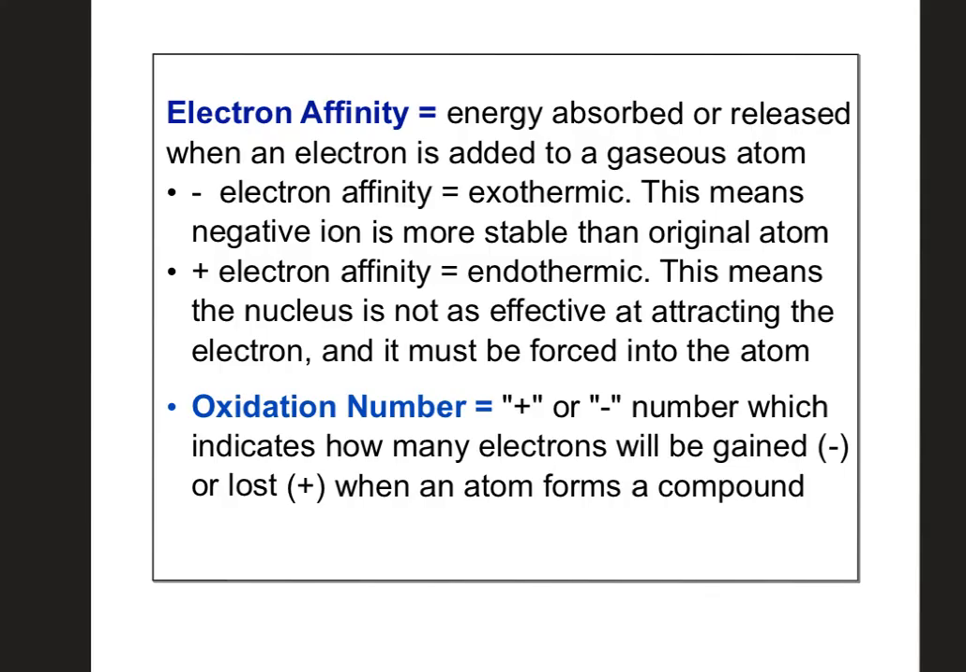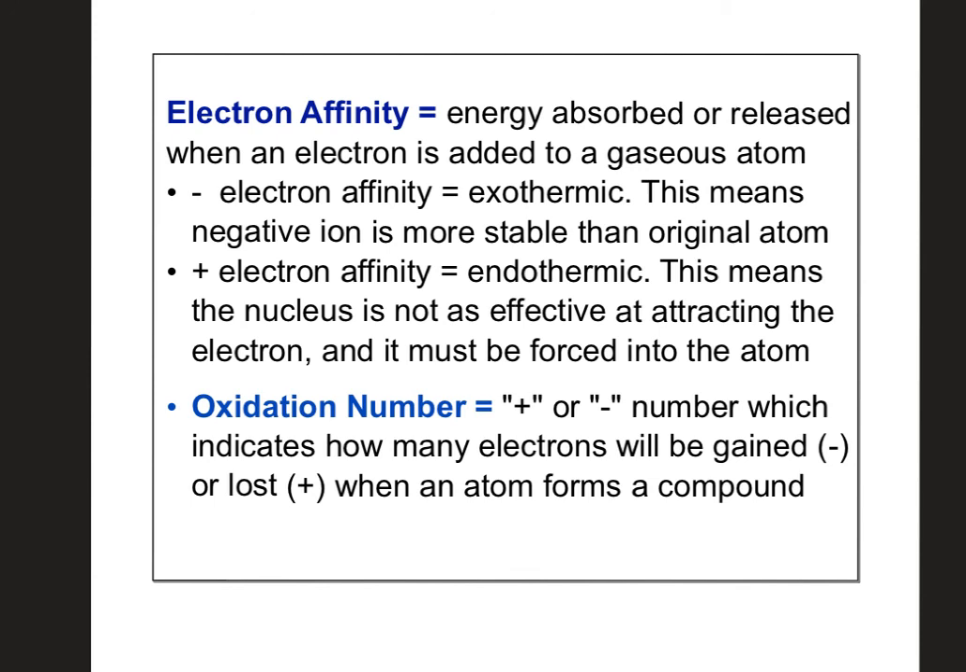All right, electron affinity is the energy absorbed or released when an electron is added to a gaseous atom. So is there energy, is it endothermic or exothermic when I add an extra electron? Negative electron affinity means it's exothermic, so that means the negative ion is more stable than the original atom because we released energy when the electron was added. A positive electron affinity is endothermic. That means the nucleus is not as effective at attracting electrons. We had to force it in. I had to put in energy.